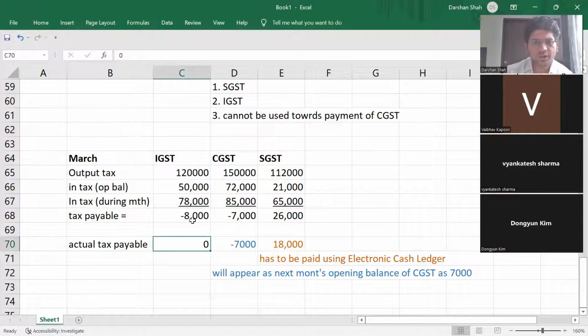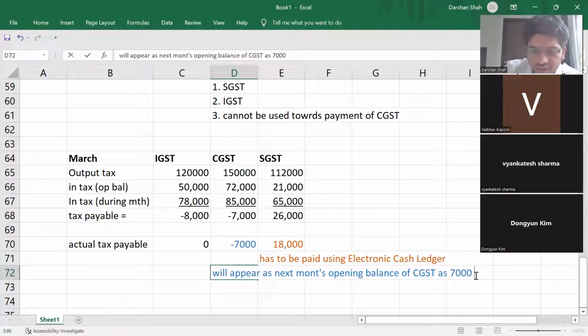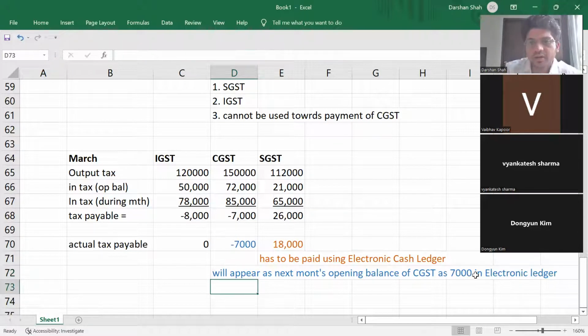IGST will become 0 because I can use IGST over here. This CGST cannot be used against SGST. So CGST remains as next month's opening balance in the electronic credit ledger. And this 18,000, 26,000 minus 8,000, has to be actually paid using the cash ledger.